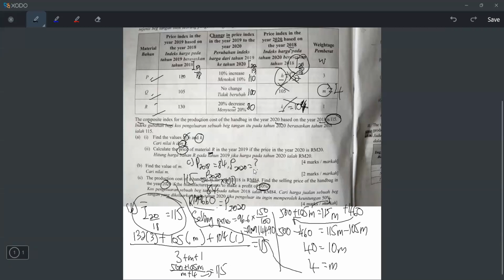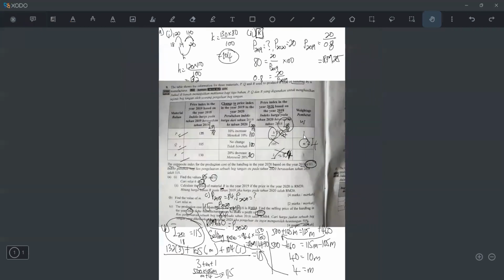Okay, that's all done already. I will stop for a while. For those of you who want to salin, you can salin. And if you want to check answer, you can check answer now. And if you have any question, you can type in the chat. Okay, I will try to answer you if you have any question.